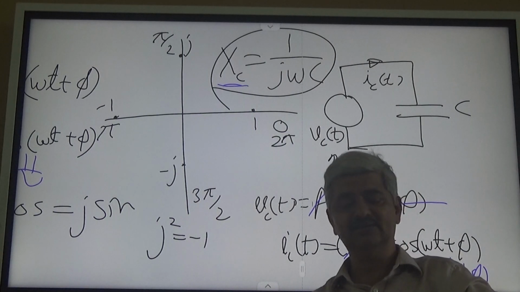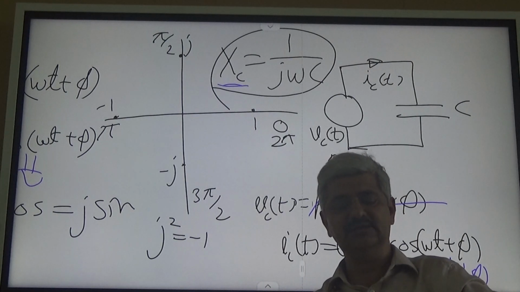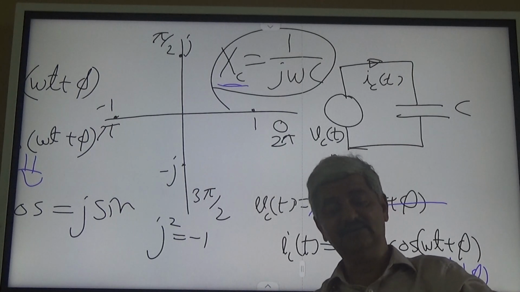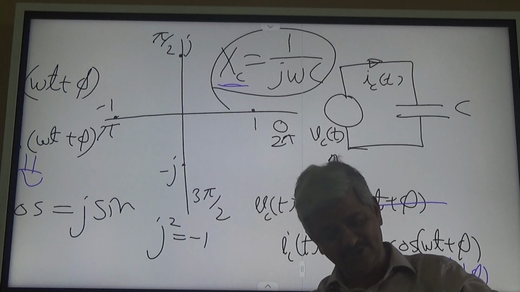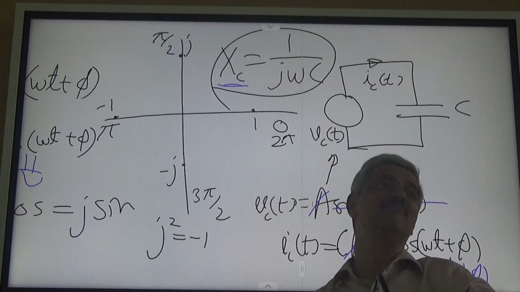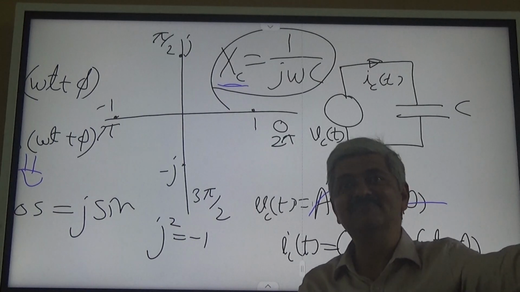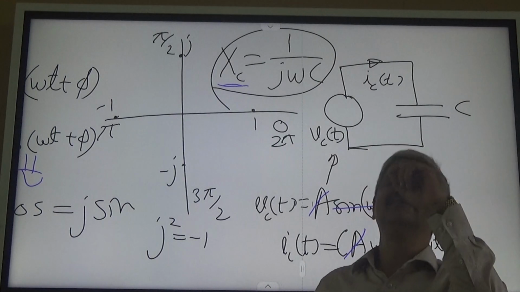When have you come to know about it? 12th? But have you understood what is the significance of imaginary impedance? Imaginary impedance you could not understand.